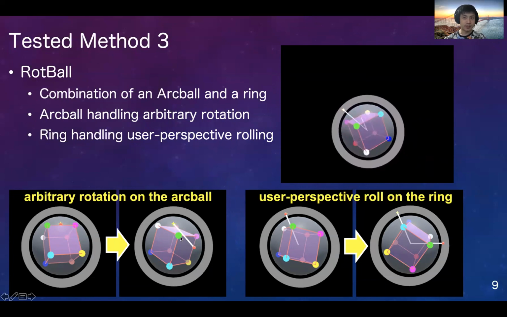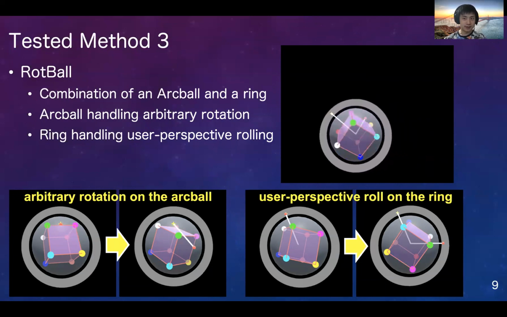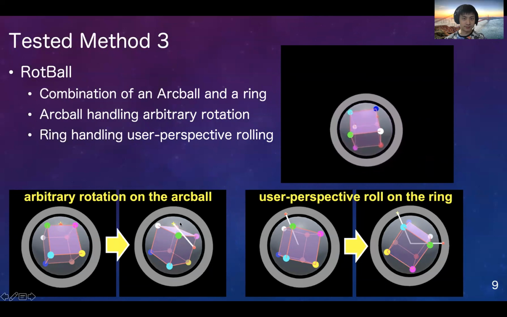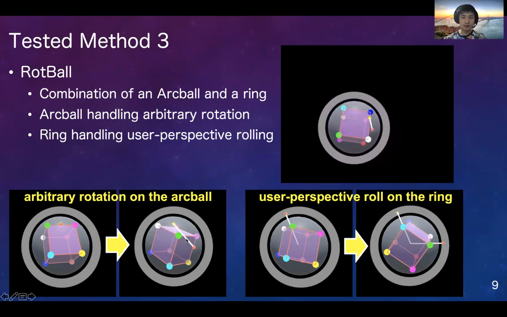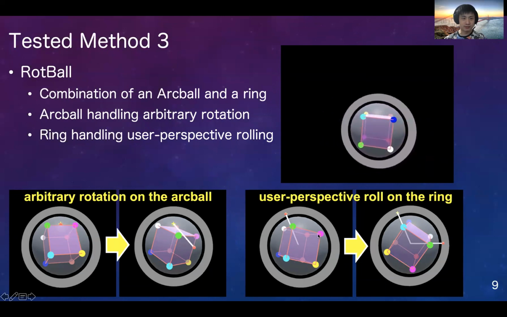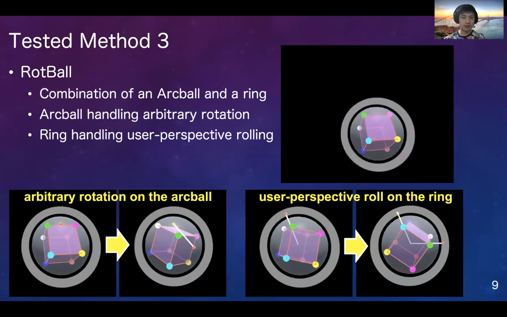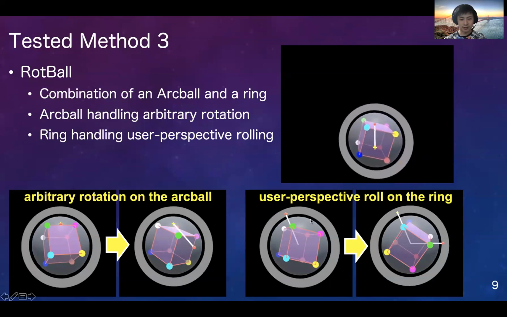So the rotation is calculated as an angle composed of the center of the ball and the arc trajectory. The ring surrounding the arc ball is aimed to handle the user perspective rolling rotation, as it is difficult to draw the trajectory at the very edge of the ball, like this rotation.